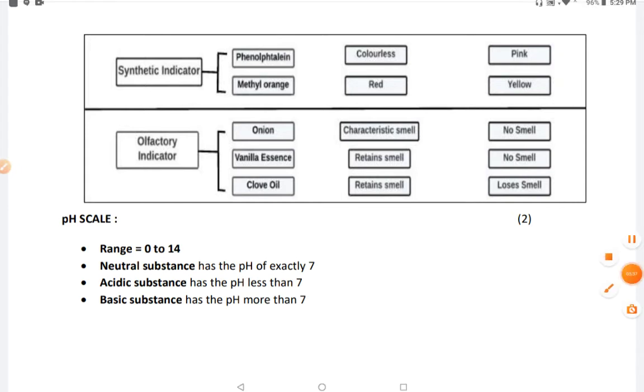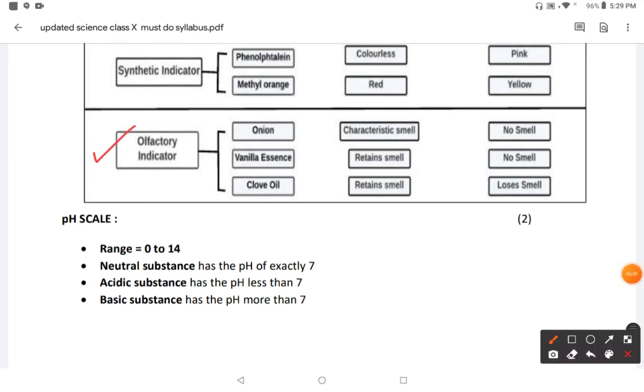Now the third type of indicator is olfactory indicators. Olfactory indicators identify the smell, or any change in smell, in an acidic or basic medium. When the smell changes in the substances, it identifies which substance is acidic or basic. Onion is an olfactory indicator, vanilla essence is also, and clove oil.